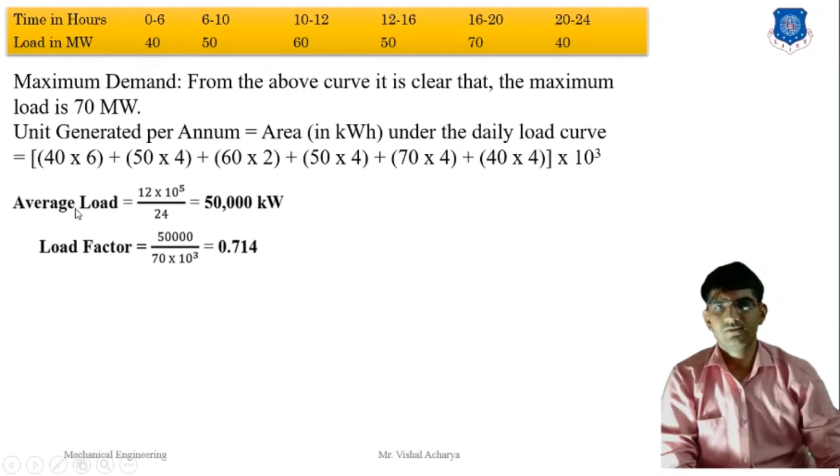Average load is equal to total load divided by 24. Here total load is 12 times 10 raised to 5 kilowatt divided by 24. So our average load is 50,000 kilowatt, and load factor is equal to average load divided by maximum demand. Here maximum demand is 70 megawatt, meaning 70 times 10 raised to 3 kilowatt. So our load factor is 0.714.